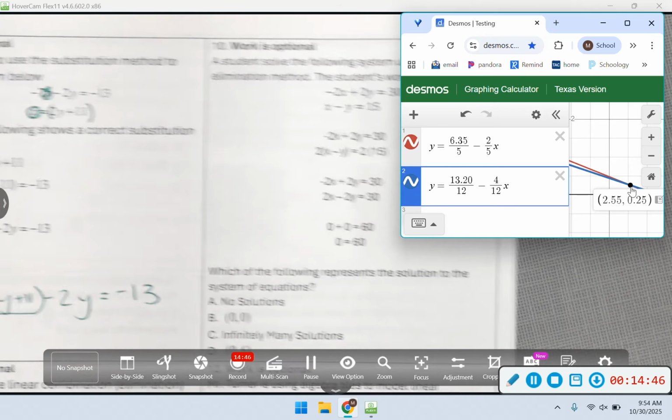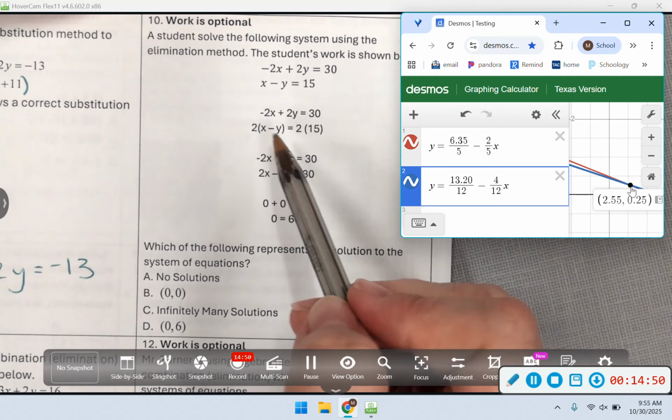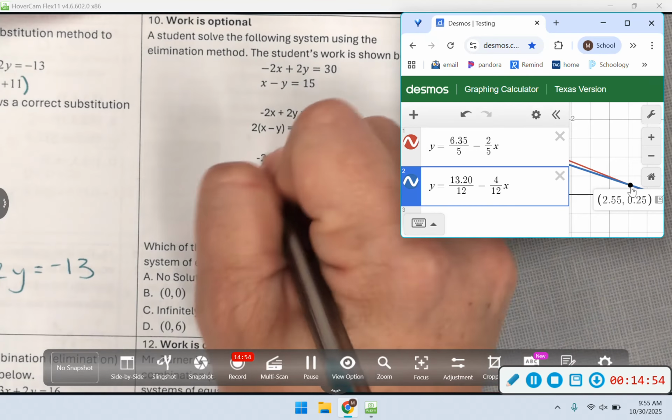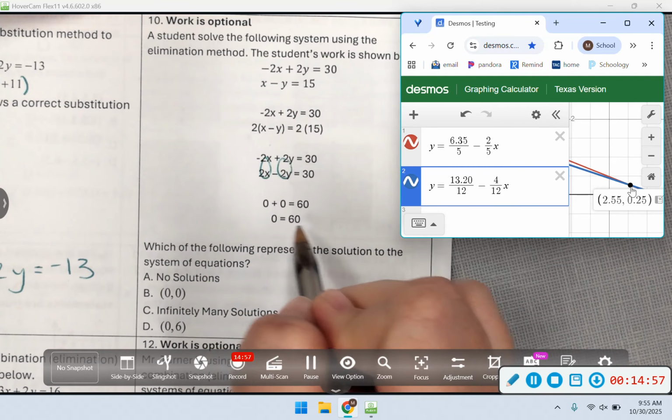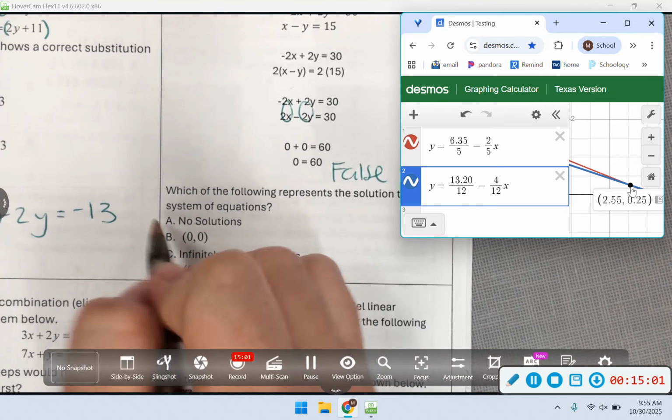Okay, look at number 10. This one is all worked out for us. They did elimination. The x is eliminated and the y is eliminated, and we were left with 0 equals 60. Well, does 0 equal 60? No, that's false. So this is no solution.